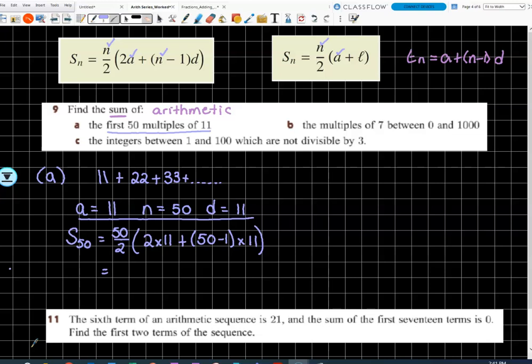So just because we go with one way on the board, you could have used this formula here, because you could have got the last term by saying 50 times 11, because you've been told it's the first 50 multiples. Does that make sense?